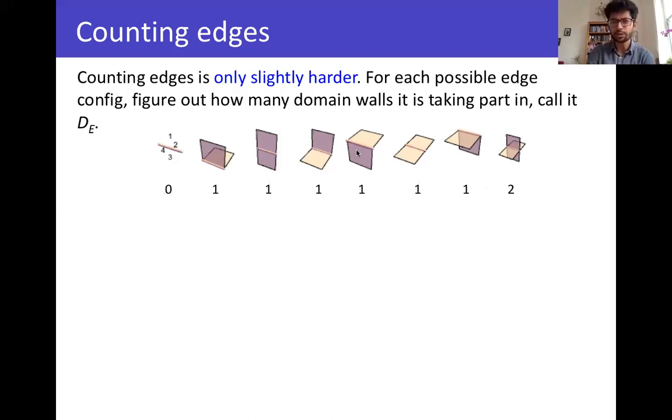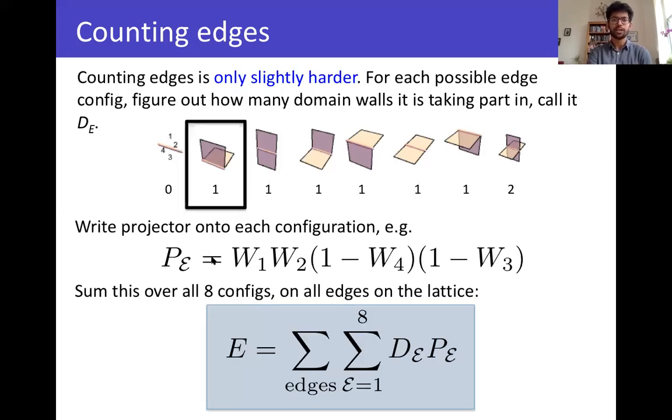Now I want to extract this from the spin data. Again, it's sort of straightforward to do this. What you do is write a projector onto each of these configurations. For example, to project onto this configuration here, I write a wall operator on this wall, which is labeled 1, and another wall operator on this wall, which is labeled 2. Then I write 1 minus the wall operator on 4, which sticks out from here, and 1 minus the wall operator on 3, which sticks out from here. Now this projector is going to be one for this configuration and zero for all of the rest.